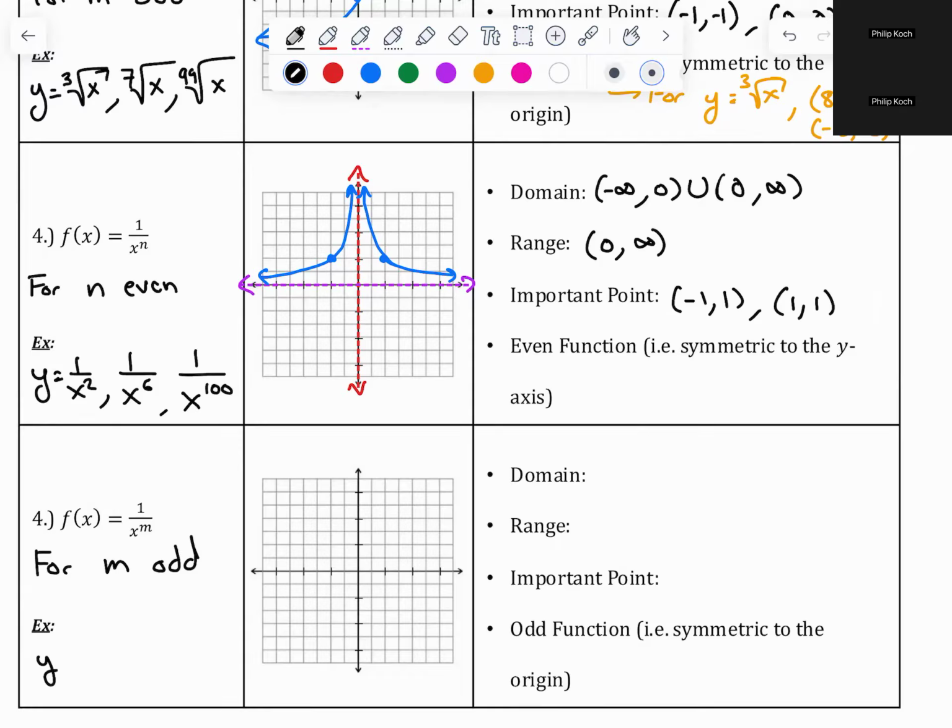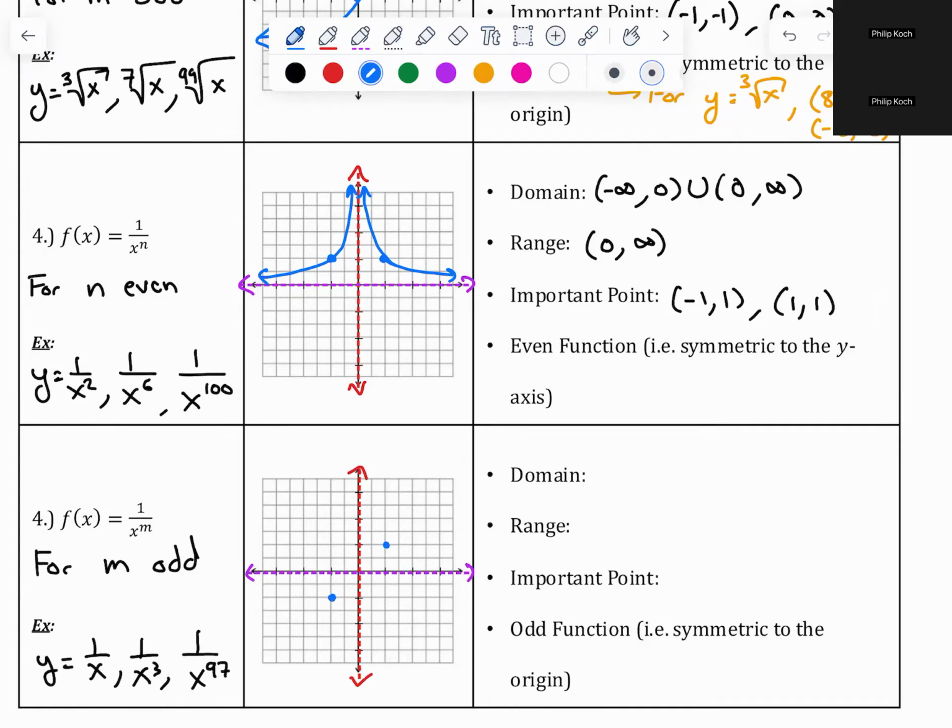It's fun, it's interesting. 1 over x cubed and 1 over x to the 97th. Well, like any odd power. They always have the point. They also have a vertical asymptote through the y-axis and a horizontal asymptote through the x-axis like that. And they have the points -1, -1 and 1, 1.